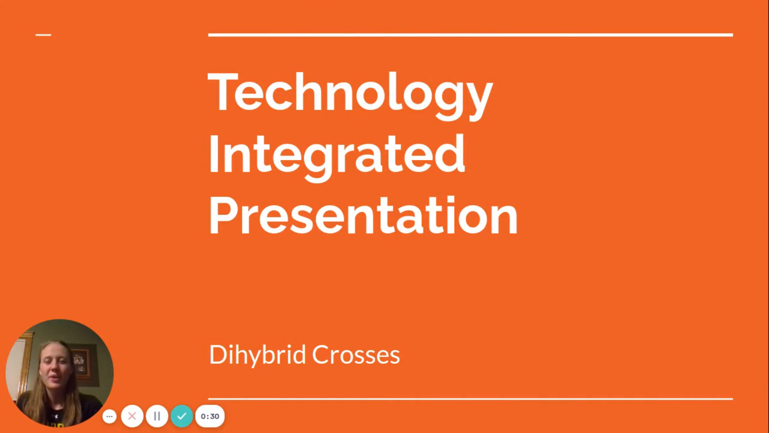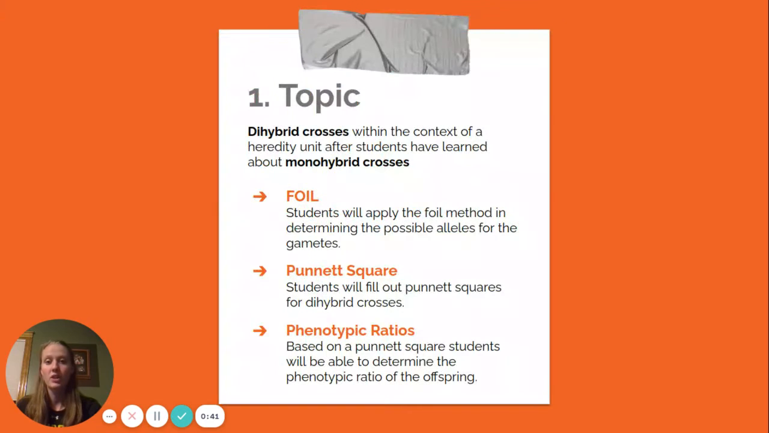Hi everybody, I'm going to be talking to you guys about my technology integrated lesson plan that I did. I chose to do it over dihybrid crosses within the context of a heredity unit. This will come right after the students have learned about monohybrid crosses. So they will have a little bit of background in genetics and how to do Punnett squares, but this is going to be on a bigger basis and have a couple more steps to include.